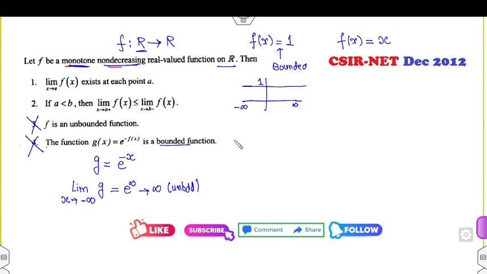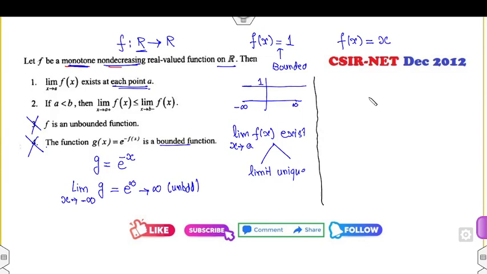Now, what is the meaning of this? Limit x approaches a, f(x) exists. That means, what does it mean? Limit is unique. Fine. At each point a. But can you think about any other example or any other graph?